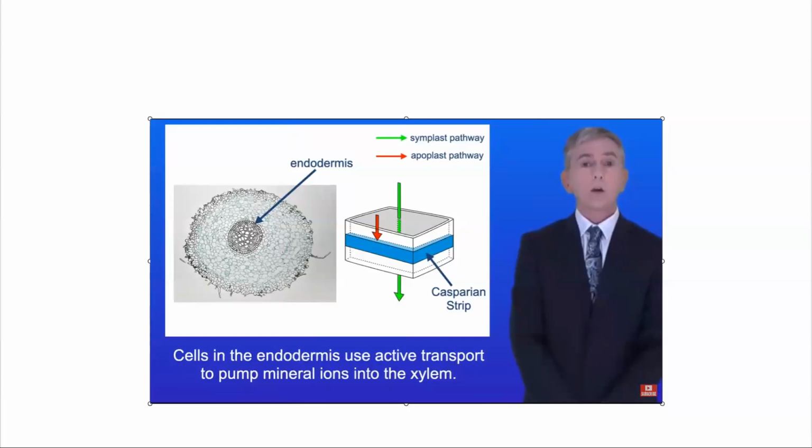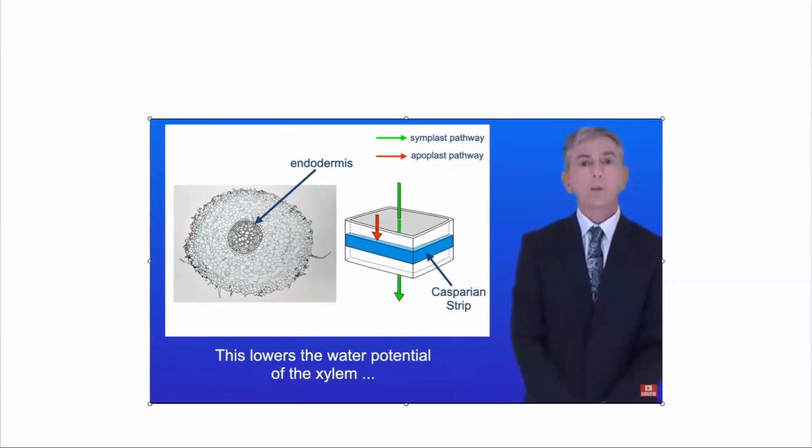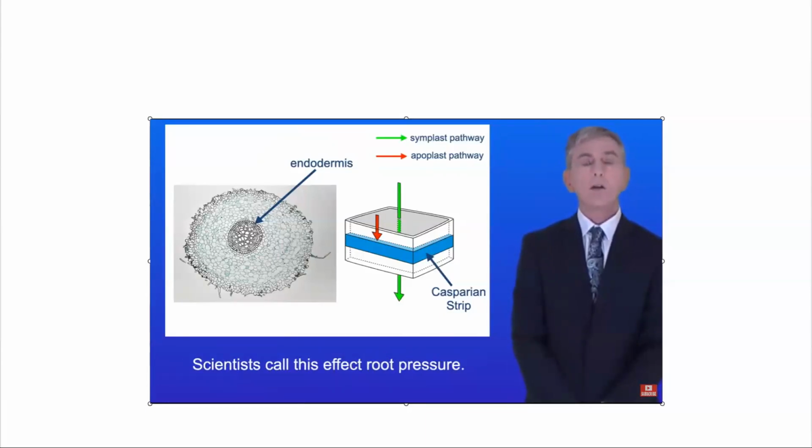Now, cells in the endodermis use active transport to pump mineral ions into the xylem. This lowers the water potential of the xylem, triggering water to move into the xylem vessels by osmosis, and scientists call this effect root pressure.